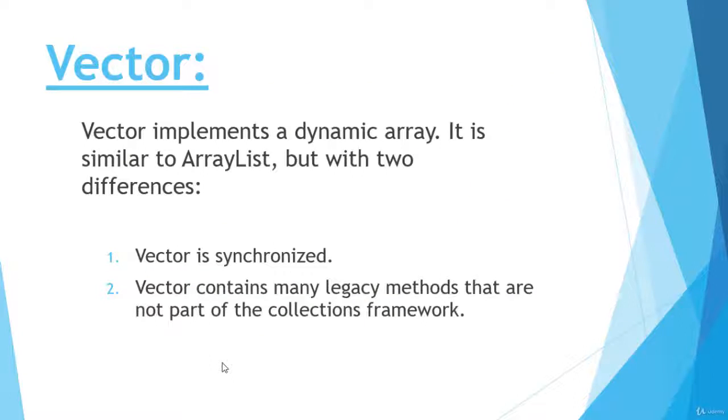Vector implements a dynamic array. The vector class also uses a dynamic array. It is similar to the array list but with two differences. Vector is just like the array list, but there are two differences between the array list and the vector. Vector is synchronized, and vector contains many legacy methods that are not part of the collection framework. I hope you understand the second point, but the first point, vector is synchronized.